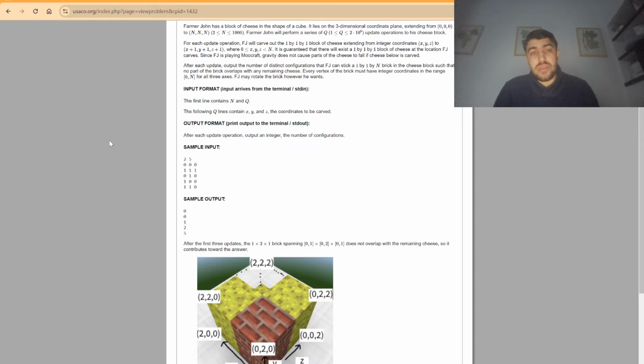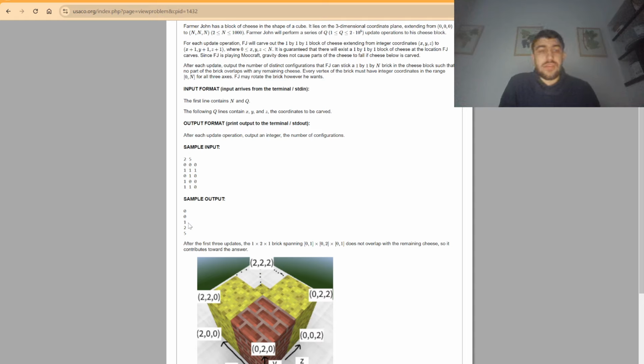And now, something which has to be observed is that when it comes to these updates, we want to be able to find a way to quickly see whether there is an entire plane or an entire side of the cube for which we actually took out every single cheese block. Because if you take out every single cheese block, then you can place the one by one n brick without any problem.